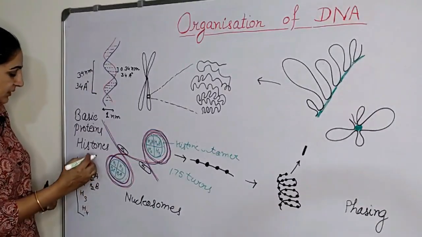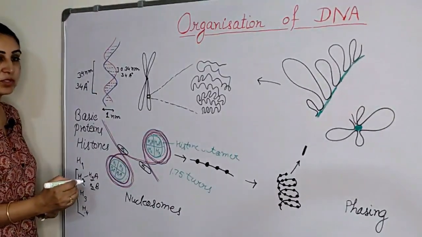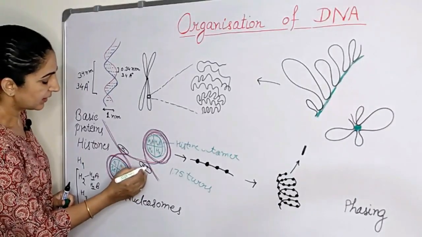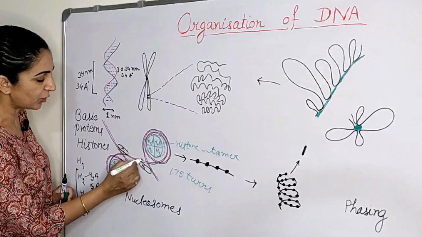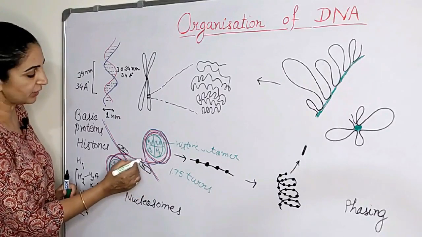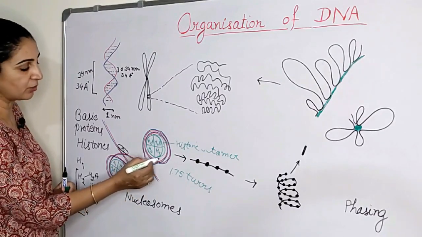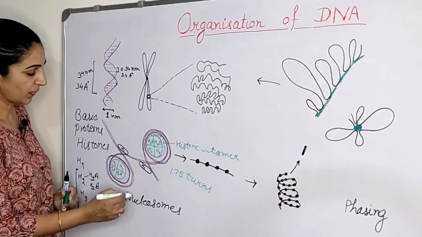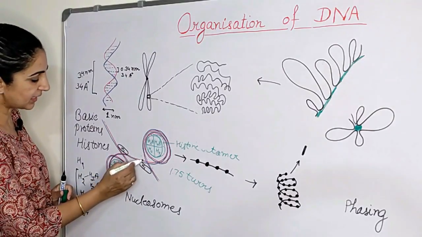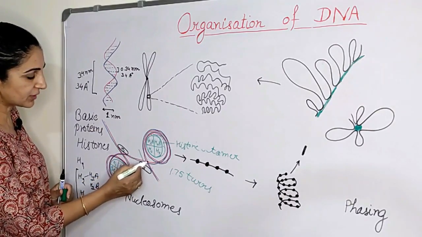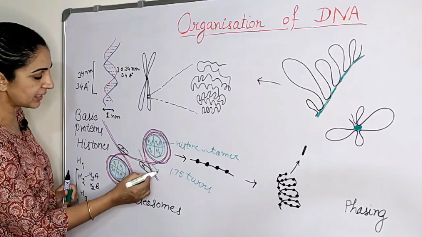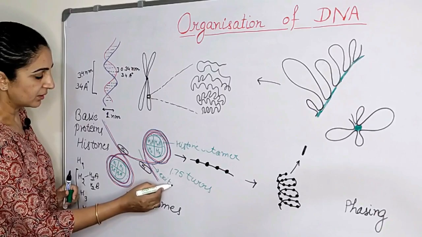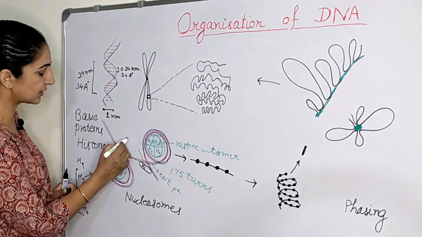So what about this H1 histone? What happens to it? This H1 actually binds the entry point and the exit point of the DNA double helix around the core histones. So this is H1. This is the entry point of this DNA double helix around the histone proteins, and this is the exit point.